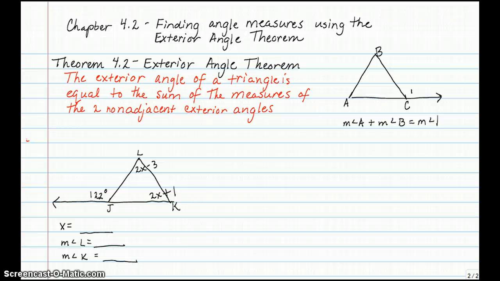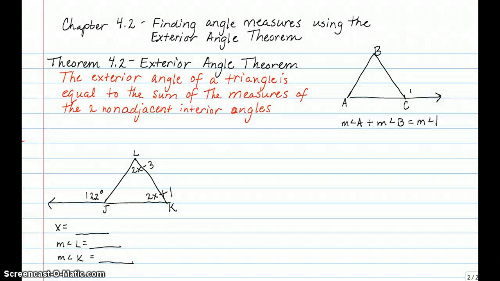And our goal is to be finding angle measures using that particular theorem. The exterior angle of a triangle is equal to the sum of the measures of the two non-adjacent interior angles. One more time. The theorem 4.2 exterior angle theorem. The exterior angle of a triangle is equal to the sum of the measures of the two non-adjacent interior angles.